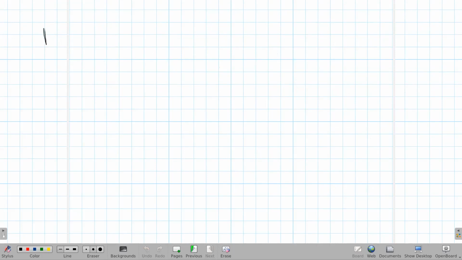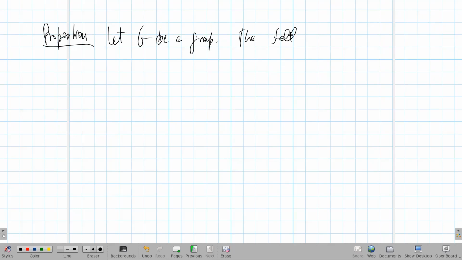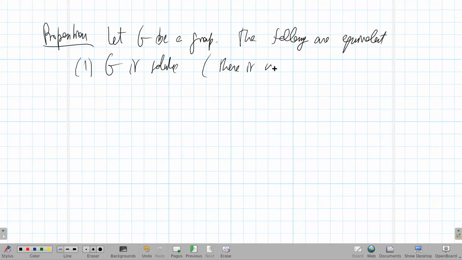So, proposition. Let G be a group. Again, I'm not assuming this is finite. The following are equivalent. The first one is that G is soluble. That is, there is n such that the n-th term of the derived series is 1. I've just written 1, omitting the braces, but it's the same thing.